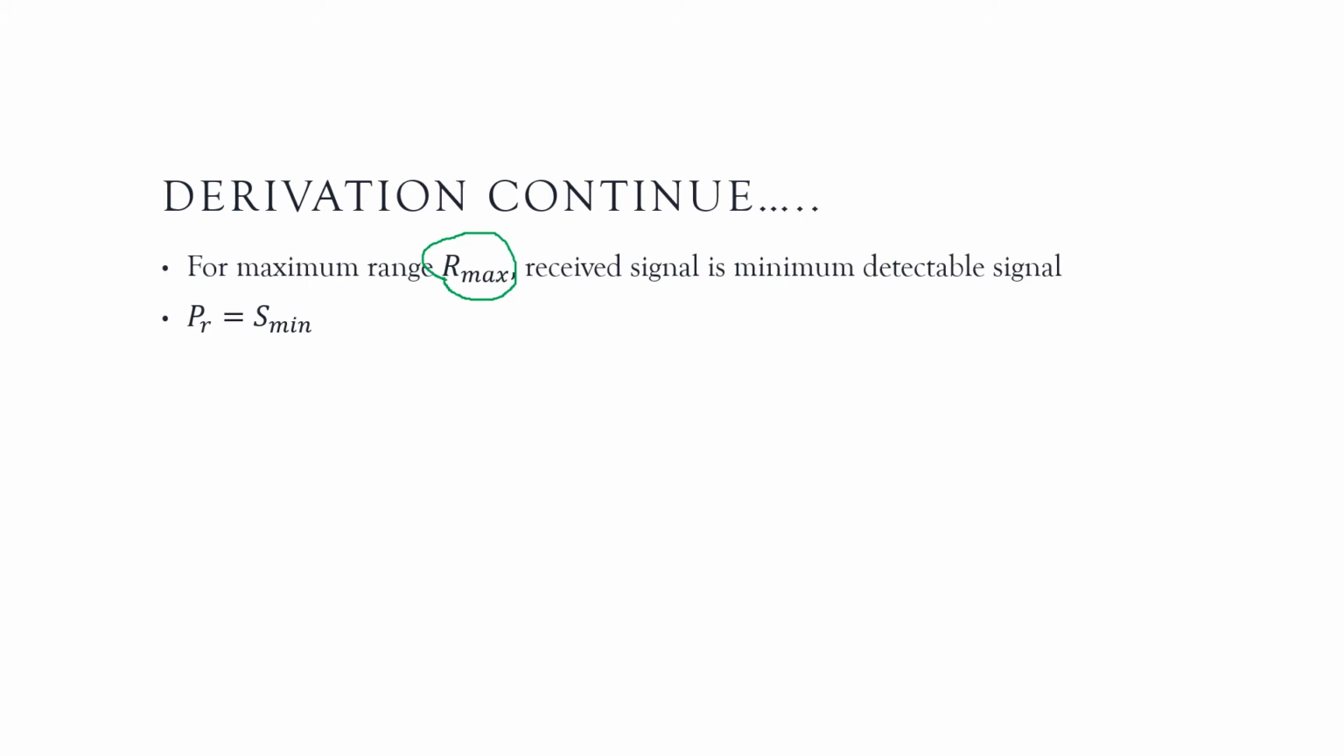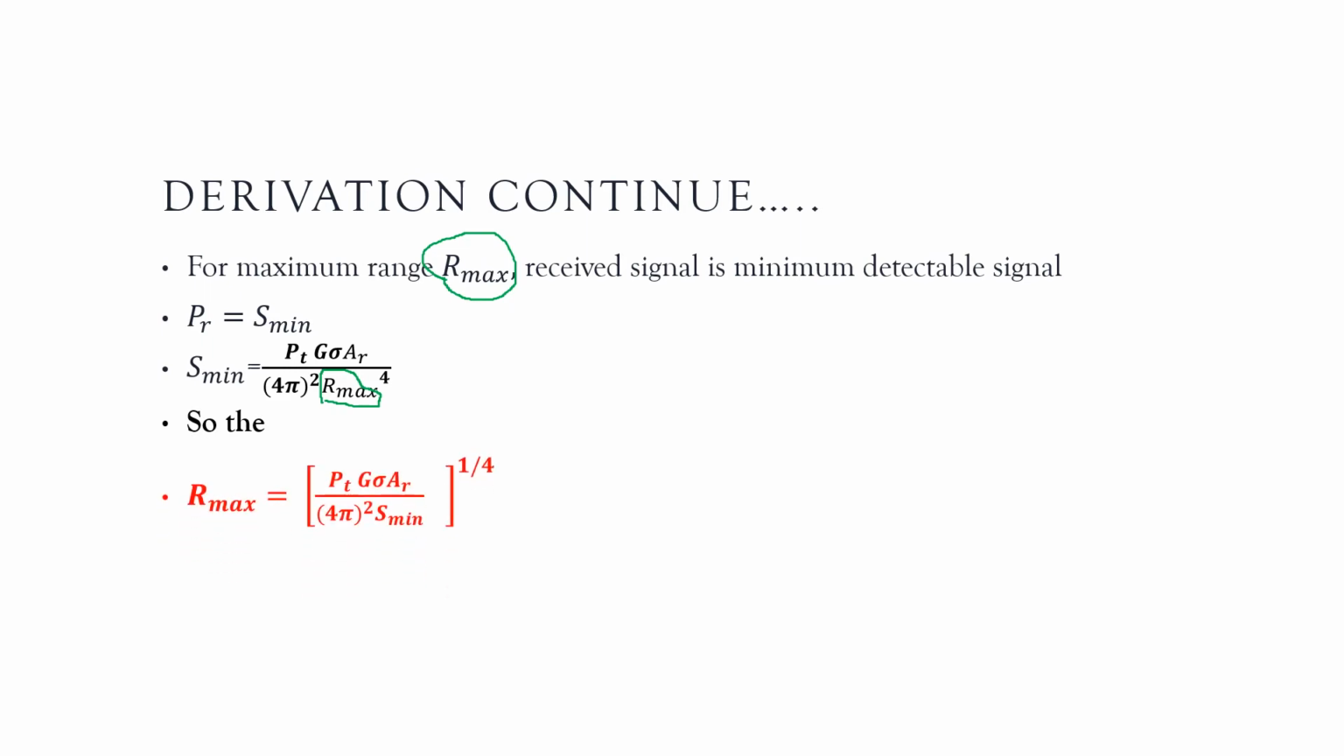The PR equation is in the last slide. So S min is equal to PTG sigma AR over (4 pi) square, with R converted to Rmax to the power 4. Because our target is to find the radar range equation, and here the range is R, Rmax is equal to PT G sigma AR over (4 pi) square S min, whole to the power 1 by 4.